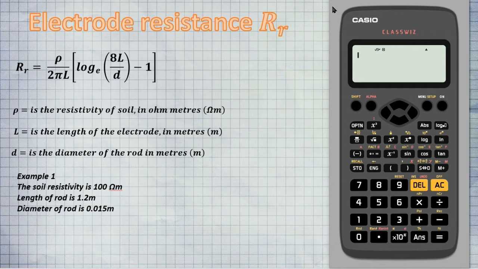So this formula is for calculating the resistance of an earth electrode. P is the resistivity of the soil in ohms per meter, which is 100. L is the length of the rod, which is 1.2 meters. And D is the diameter of the rod in meters, which is 0.105.